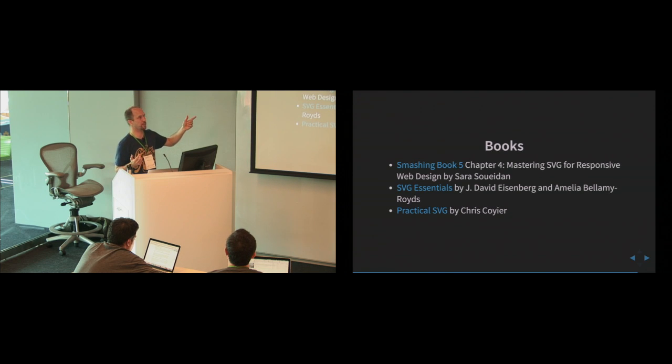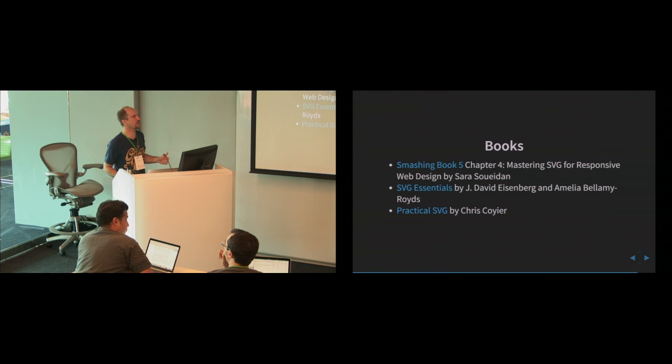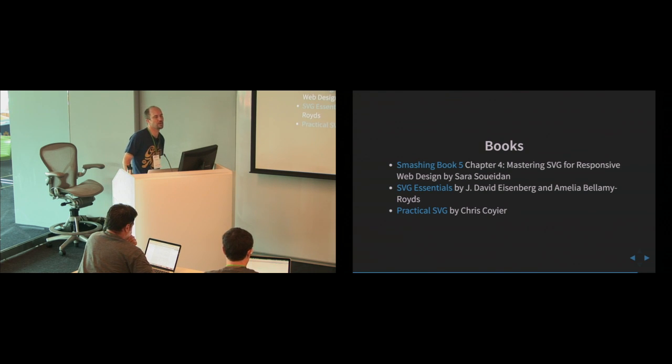And she wrote a chapter in this beautiful book from Smashing Magazine, the Smashing Book 5. Chapter 4 I basically cribbed for this session. And there's an O'Reilly book, SVG Essentials, which looks pretty good. And just this week, Practical SVG was announced. It's a book apart from A List Apart, and it's written by Chris Coyer, who writes CSS Tricks and owns CodePen.